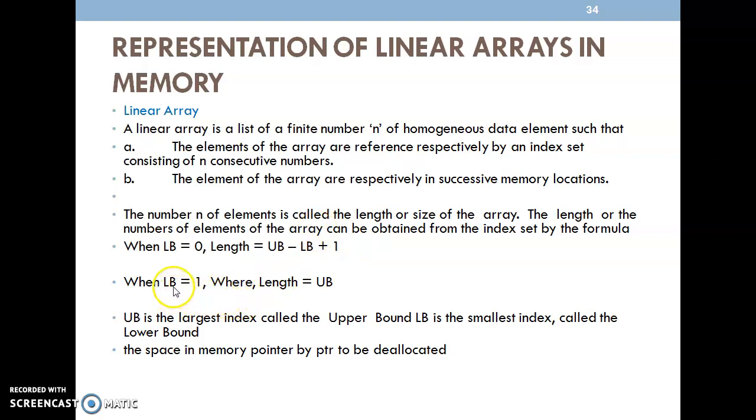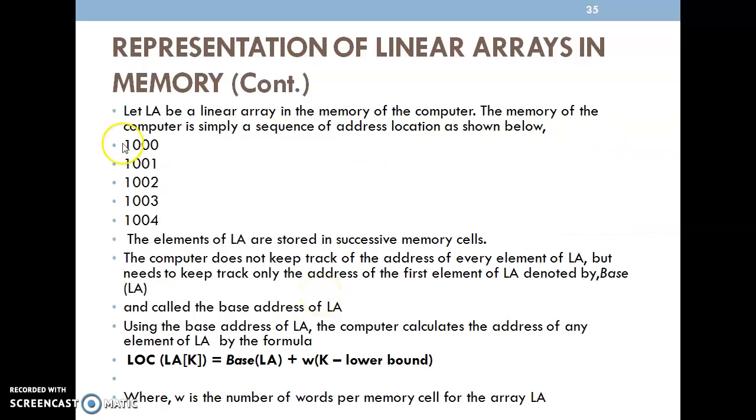Then similarly if lb is equal to 1, then length will be the upper bound. So lb is nothing but where we start from. Instead of taking 0, if you start from 1, 1 2 3 4 5, so upper bound is 5, lower bound is 1, then the upper bound will be the length of an array.